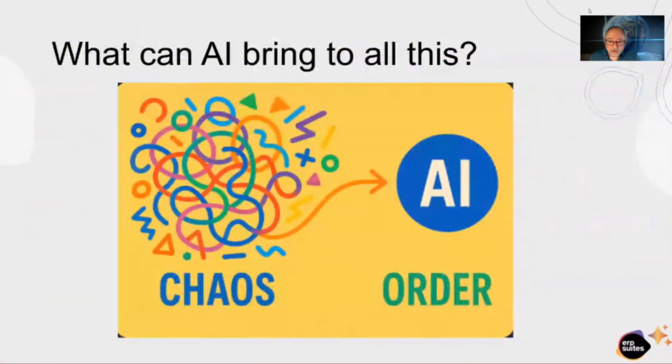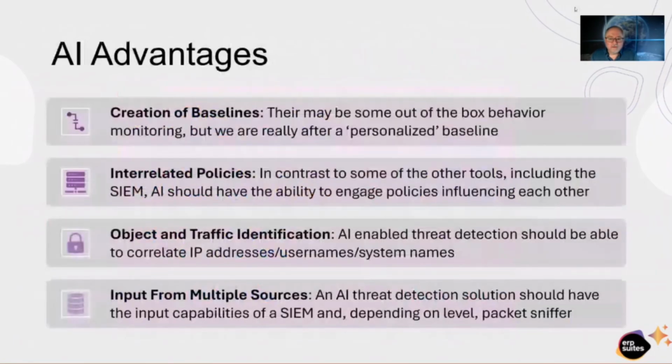So, what can AI bring to all this? Well, we are hoping that what we will show is that there's a little bit of order that AI can bring out of a great deal of this chaos. Those SIEM pictures that we saw earlier, all of that stuff coming in, that's just a form of chaos. We're trying to bring order to that chaos. How can AI help us to do that better than a SIEM tool? Well, here are some of the advantages of AI.